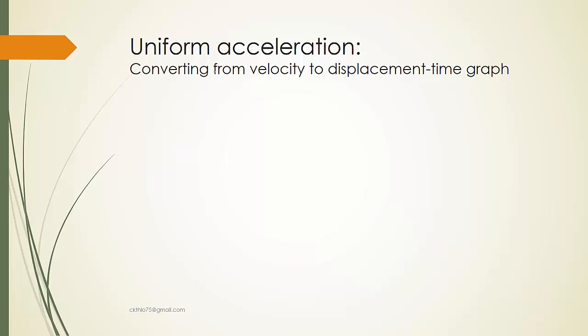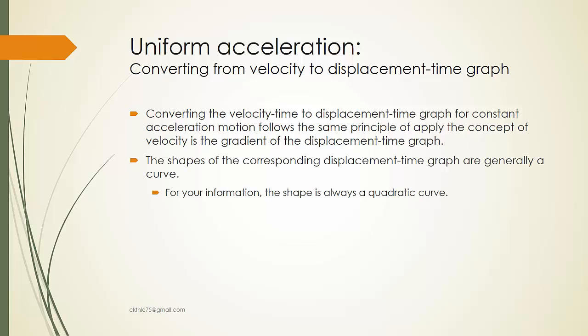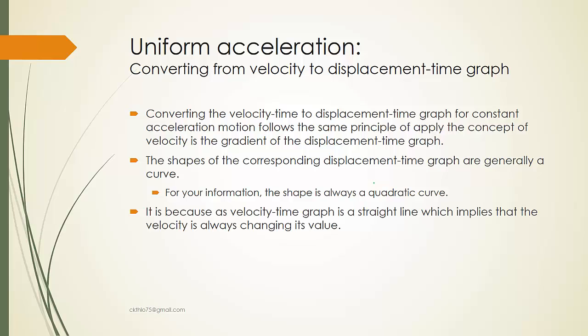We focus on the uniform acceleration, how to convert the velocity time graph, which is a straight line, to its displacement time graph. Again, it is the same idea. This time round, the shape of the corresponding displacement time graph would generally be a curve. For those that are interested, the shape actually is a quadratic curve.